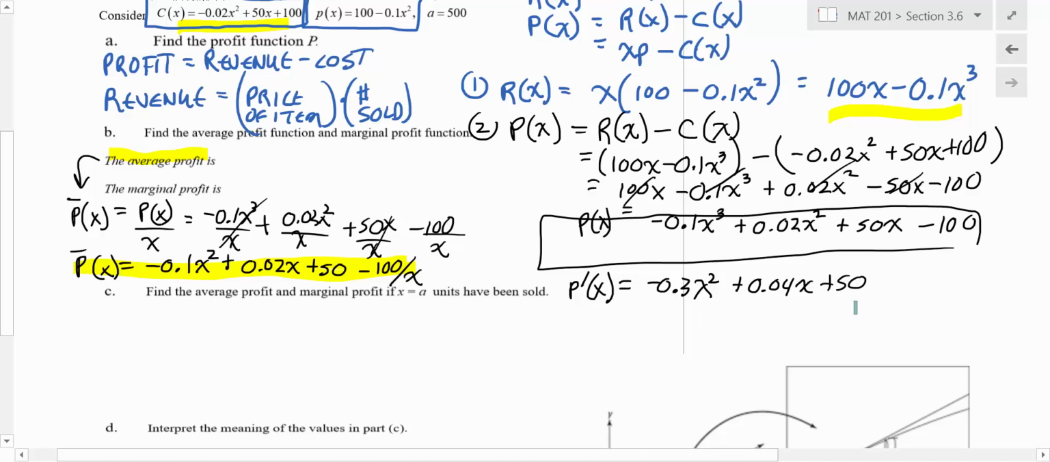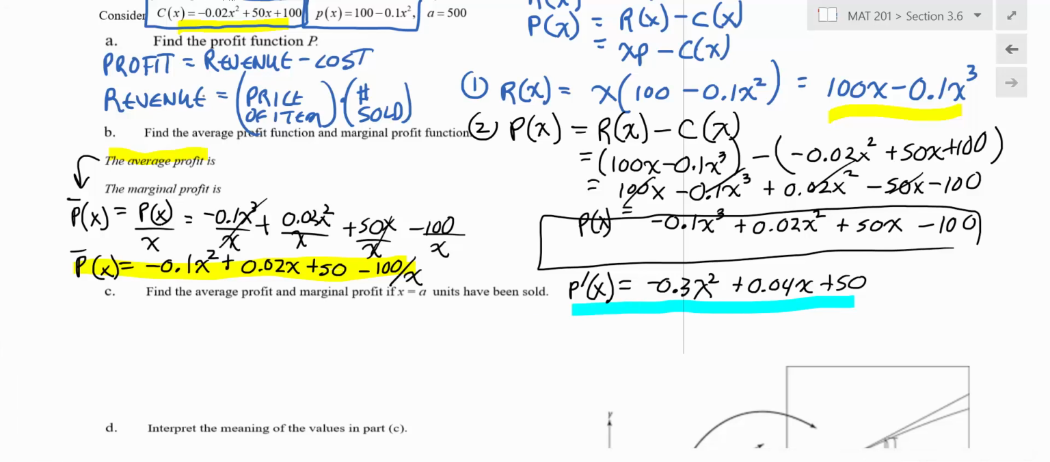Okay, so what I've got is these two things. I've got the average, and then I've got the marginal like that. Marginal means find a first derivative. Okay, all right. Are there any questions about that? Okay, derivative is pretty easy.